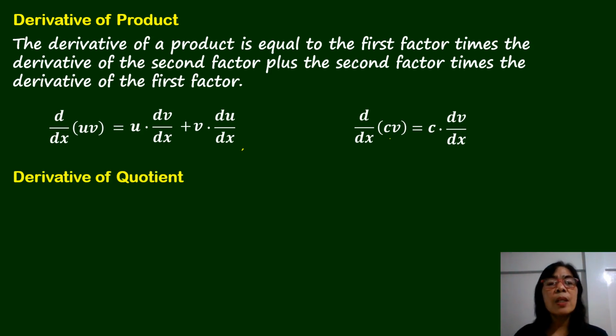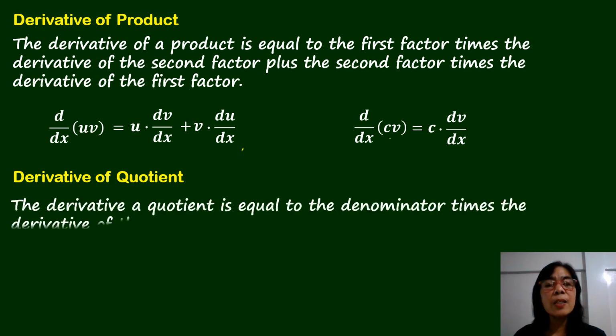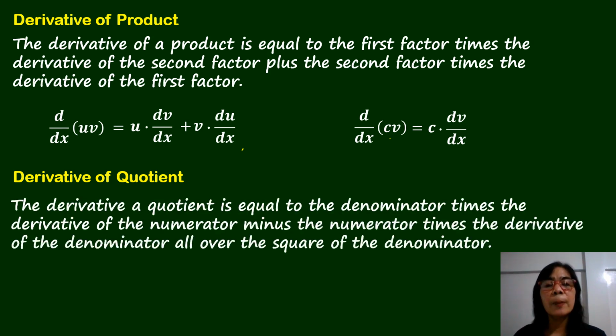We also have the derivative of quotient. When we say quotient, we are referring to a function containing a numerator and a denominator. So we recite the formula as the derivative of a quotient is equal to the denominator times the derivative of the numerator minus the numerator times the derivative of the denominator all over the square of the denominator. In symbol, we have this, the derivative of quotient.